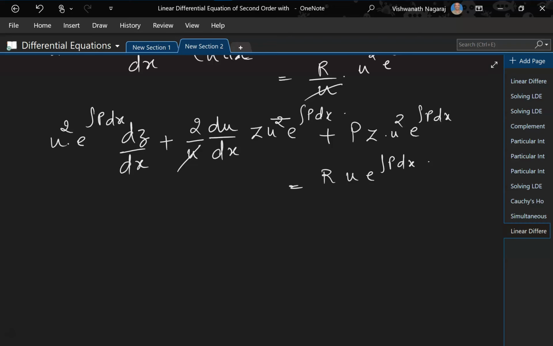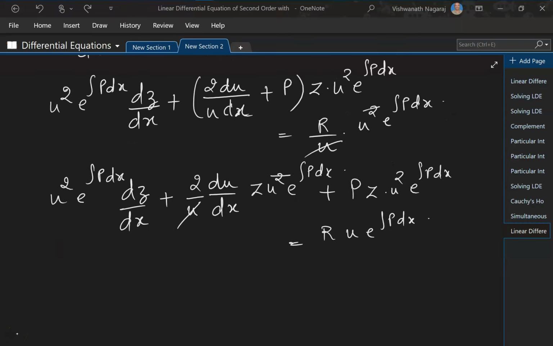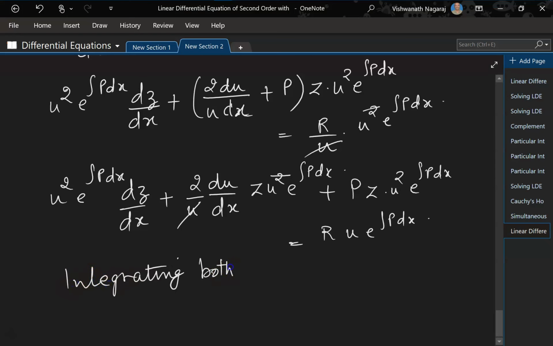How do we, what is the next step going to be? Now you never lose sight of what you are trying to achieve. What we are supposed to get is v, for which we had dv/dx, which we substituted with z is equal to dv/dx. And then we said dz/dx. So we require z, which means we have to integrate. Now we can't just integrate this, we have to integrate the left hand side and the right hand side. So integrating both sides, what do we get?